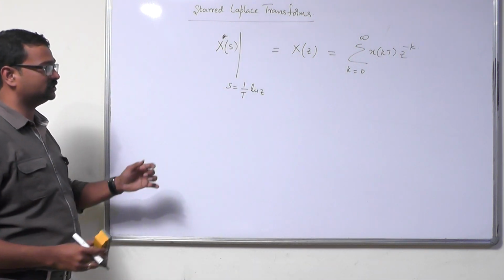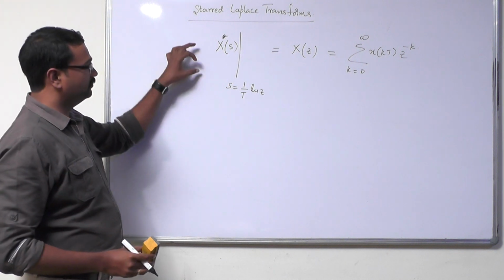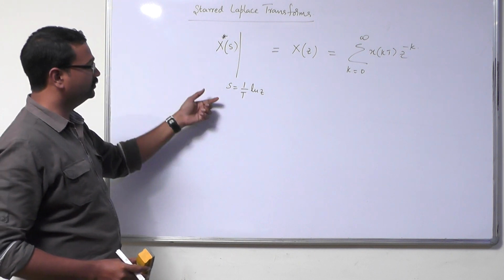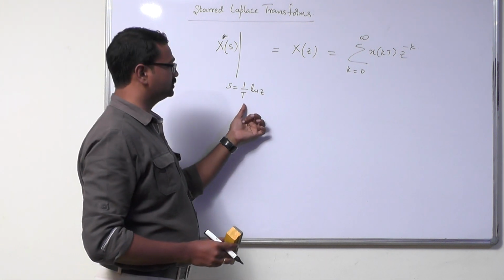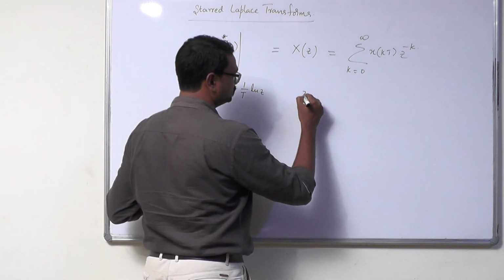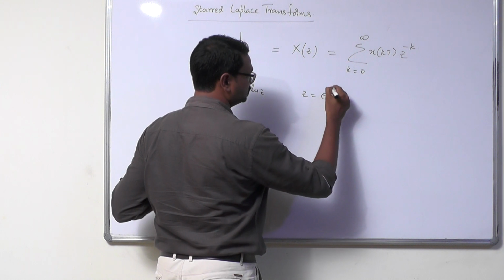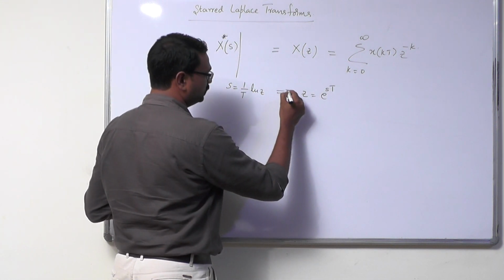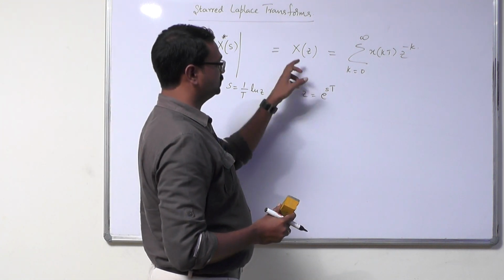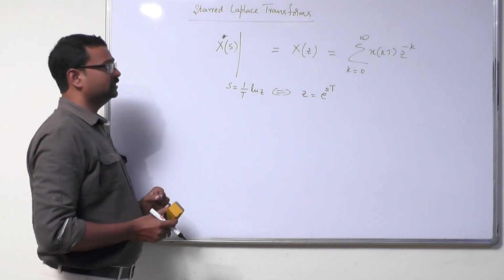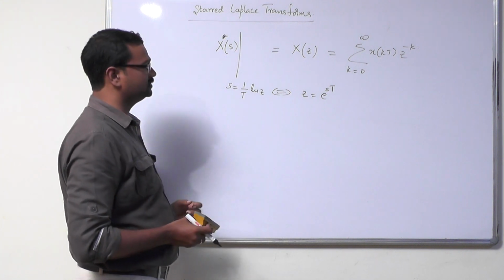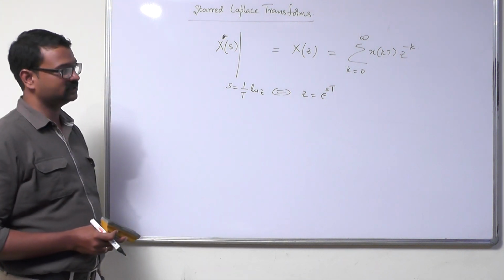This we have already discussed in our previous classes, where x star of s, which is called as the starred Laplace transform, which when s is equal to 1 by t ln z, that is equal to x of z, or you can also call it as z is equal to e power st. These both are equivalent terms, right? So when you are replacing z is equal to e power st, you are having a s domain function, or when you are replacing s with 1 by t ln z, you are getting a z domain function.